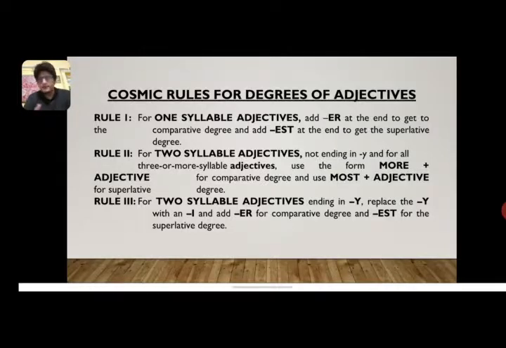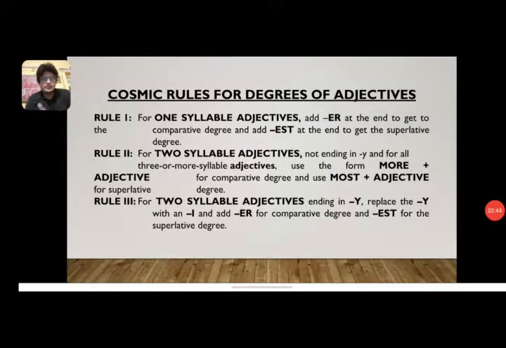If I say friendly, friendlier, friendliest. I can also say more friendly for the comparative degree, whereas it can be most friendly for the superlative degree. So this is how it goes. Now, apart from these, there are certain irregular ones as well.